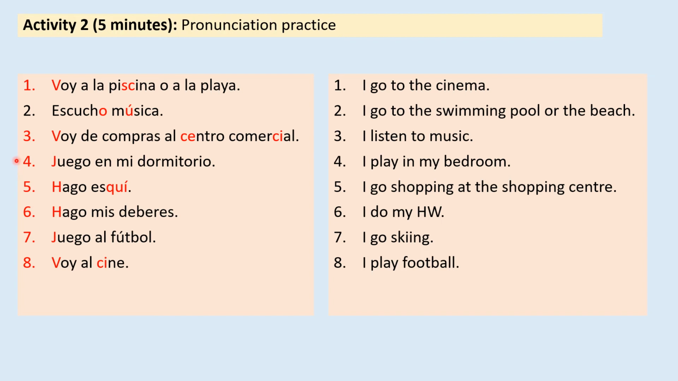Juego en mi dormitorio. Remember, your J always sounds like an H. Número 5. Hago esquí. Remember, your H is always silent. And remember, you don't ever have that qu sound like we do in English. So it sounds like K-E-Y, i.e. like a key in the door, esquí. Número 6. Hago mis deberes. Juego al fútbol.